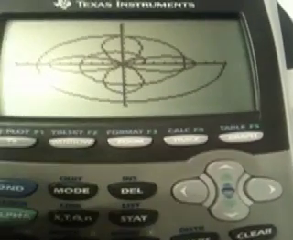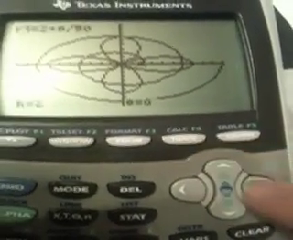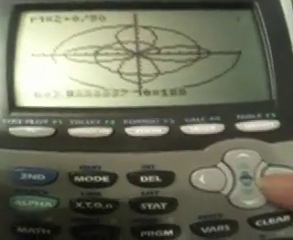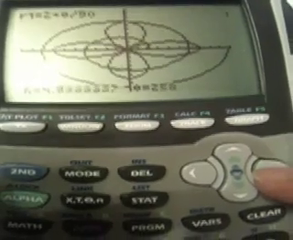Press Graph. Once the calculator is done graphing, press Trace and use the arrow buttons to scroll to the point where r equals 7.